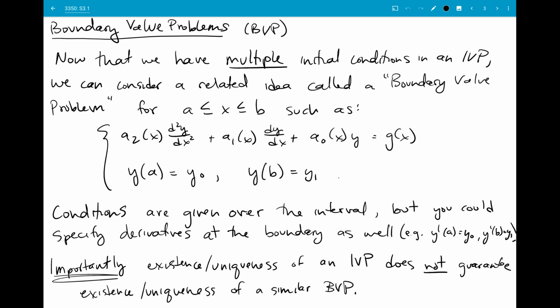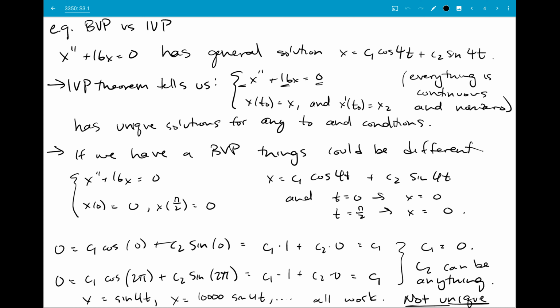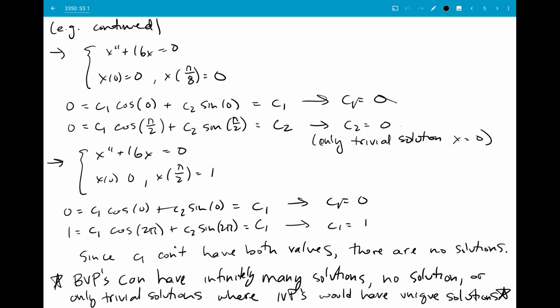And then we talked about how now that we have multiple initial conditions, we could think about specifying conditions at multiple points instead. And that's a valid way to write down something called a boundary value problem. But existence and uniqueness for these things isn't the same as existence and uniqueness for initial value problems. And we did this example that demonstrated the different ways that could turn out, either having too many solutions, only trivial solutions, or no solutions, where an initial value problem would always have exactly one solution.